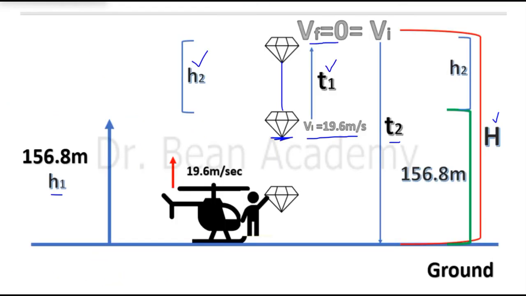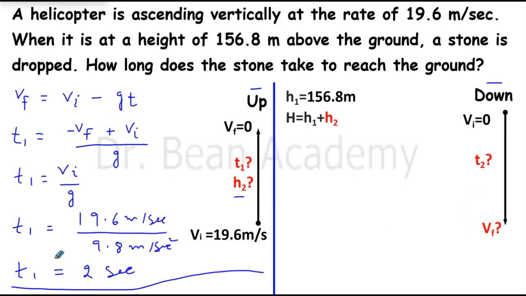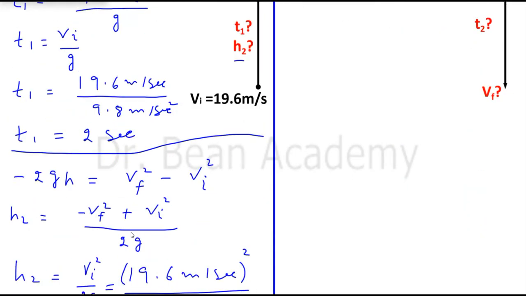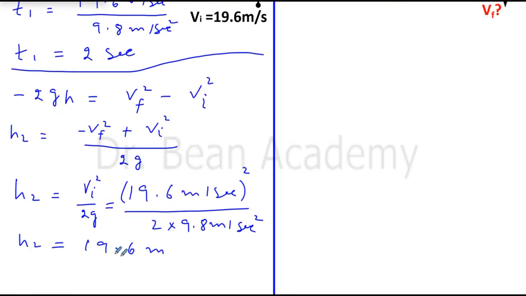So I can show you the picture from the animation, and it says that when the stone was left at a height of 156.8 meters, it took this stone 2 seconds to reach the maximum height from this point to this point. And it also tells us that this height is equal to 19.6 meters from the point where it was left.